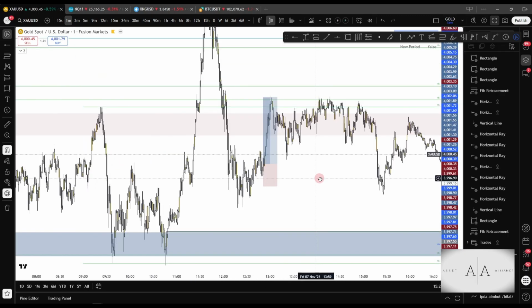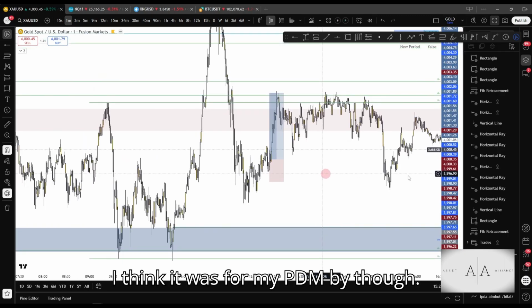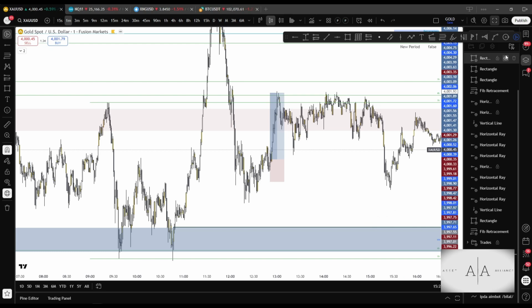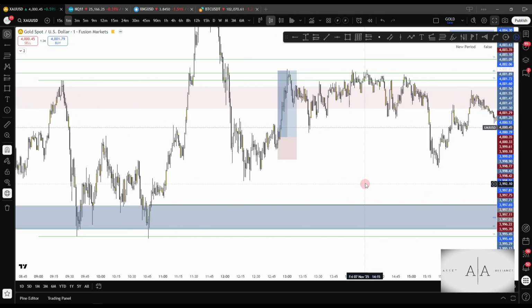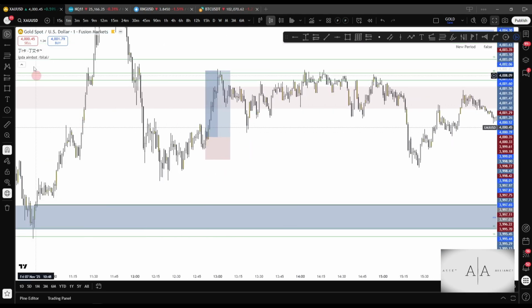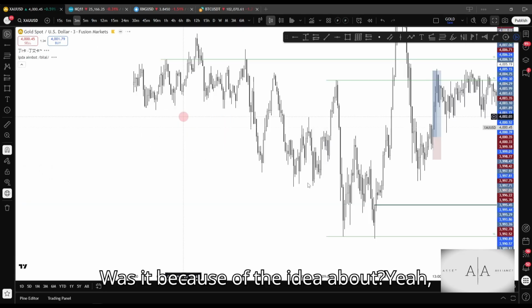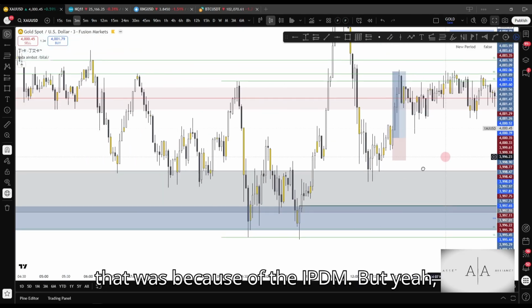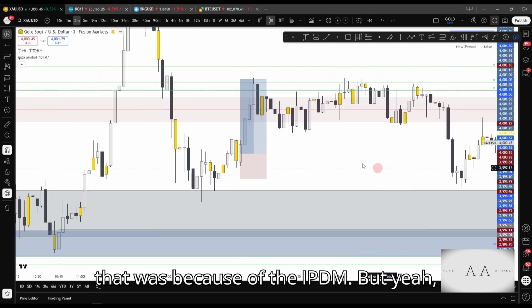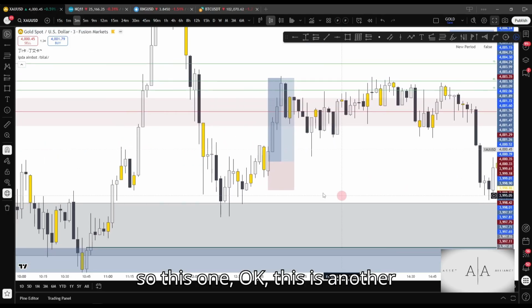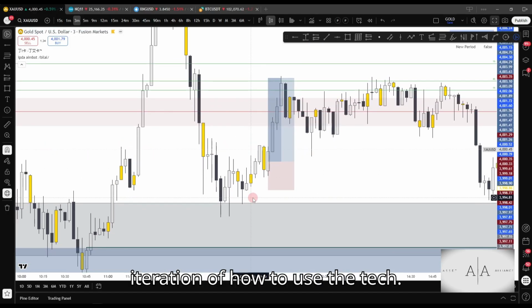Yeah, right there. I think it was from IPDA Aimbot though. Was it because of the IPDA Aimbot? Yeah, that was because of the IPDA Aimbot, yeah. So this one, okay, this is another iteration of how to use the tech.